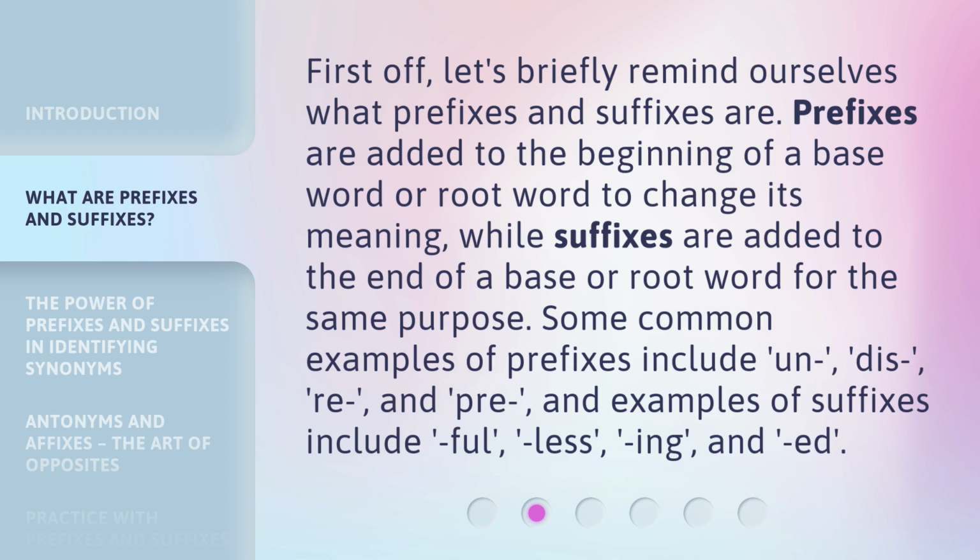First off, let's briefly remind ourselves what prefixes and suffixes are. Prefixes are added to the beginning of a base word or root word to change its meaning, while suffixes are added to the end of a base or root word for the same purpose. Some common examples of prefixes include un, dis, re, and pre, and examples of suffixes include full, less, ing, and ed.